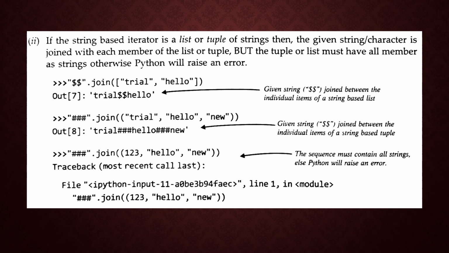Again triple hash join 1, 2, 3, it's a number, and hello and new. And here what happens is, the sequence must contain all strings. In the previous example also, if it is 123 given within the pair of double quotes, then it is considered as a string. It's not a problem. But here it will display an error because 123 is an integer, so we cannot join an integer with a string.